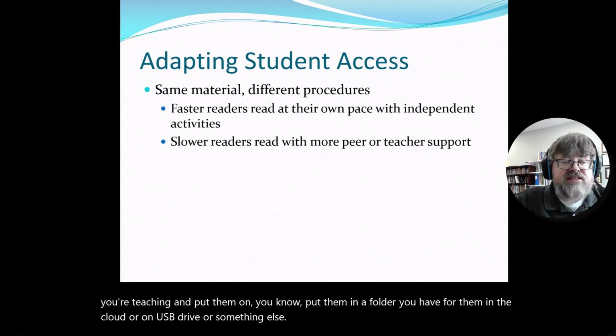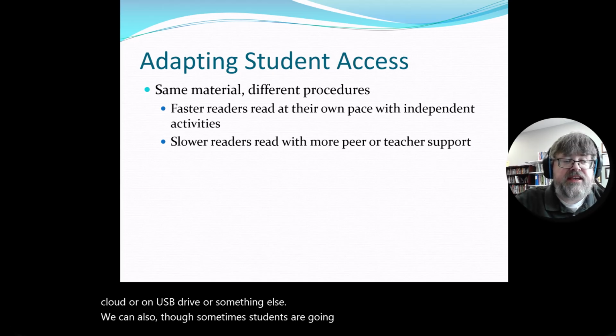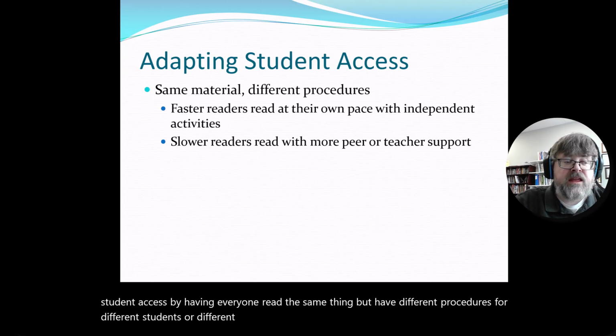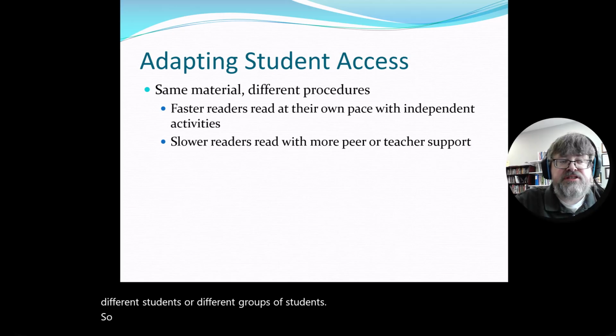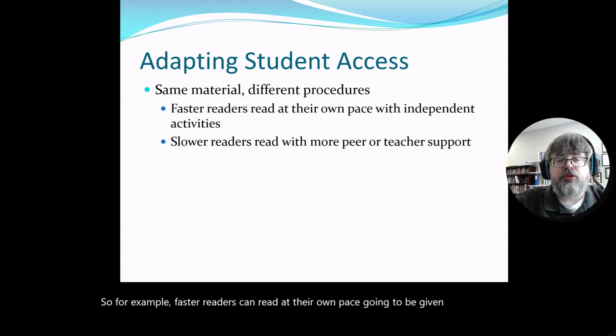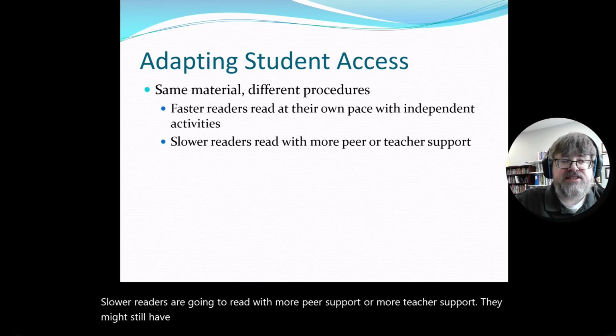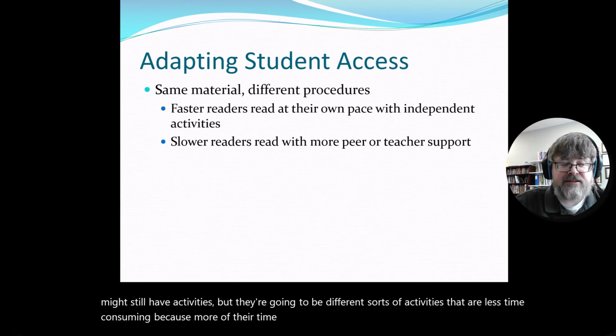Sometimes students are going to read the same thing. We can adapt student access by having everyone read the same thing, but have different procedures for different students or different groups of students. So, for example, faster readers can read at their own pace, but they're going to be given independent activities to do as they read or at the end of the reading. Slower readers are going to read with more peer support or more teacher support. They might still have activities, but they're going to be different sorts of activities that are less time consuming because more of their time is spent on the reading act.